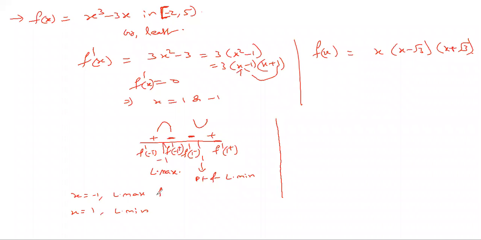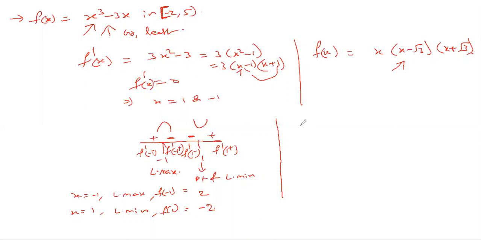First find f of minus 1 and f of 1. F of minus 1 will be 2. F of 1 will be negative 2, substituting 1 here. So f of minus 1 and f of 1 I got.